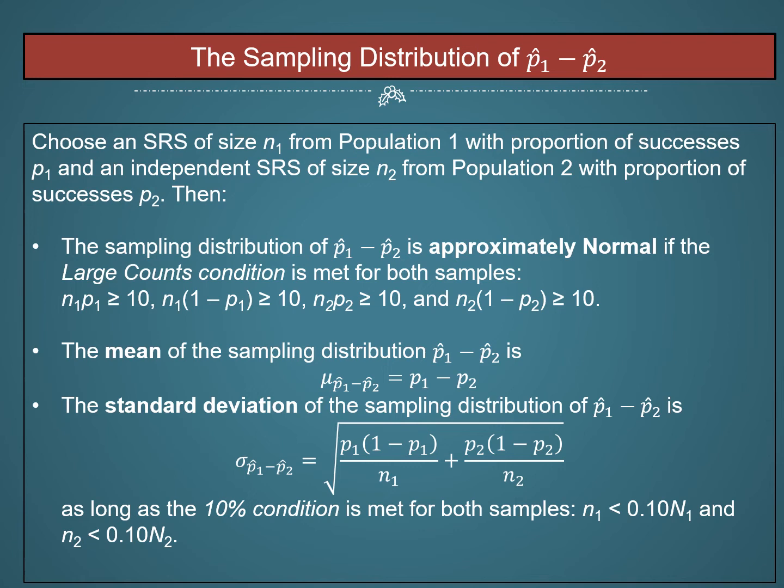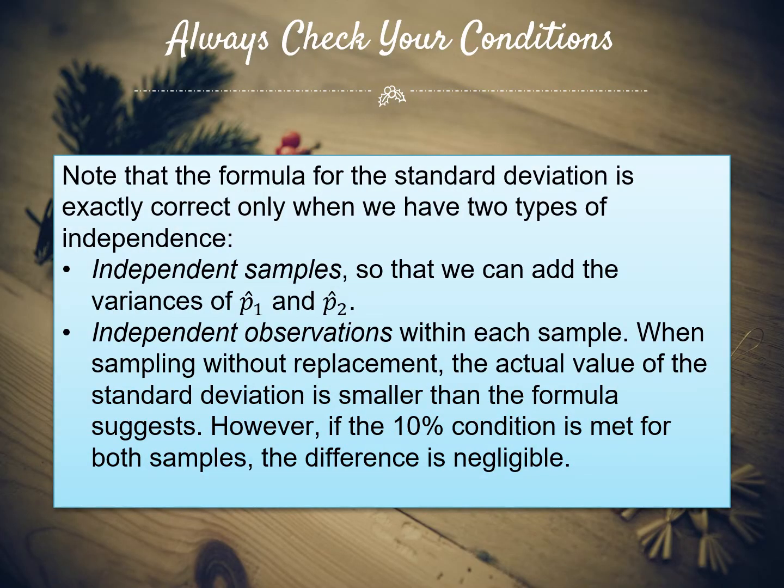Now, I can use this standard deviation as long as the 10% condition is met. So I have to make sure that both samples are less than 10% of their populations. So I have to check that twice. That's a lot of work. So to reiterate, we need to always and forever check our conditions. I'm going to check the large counts. I'm going to check the 10%.